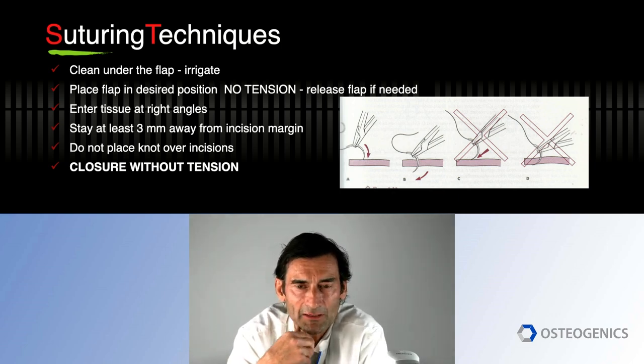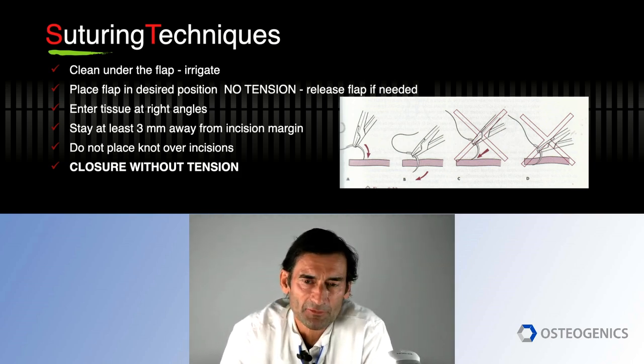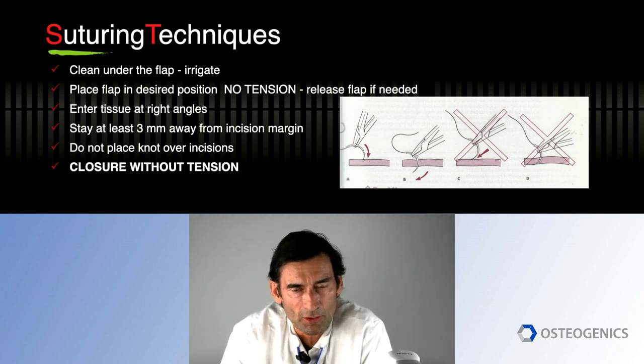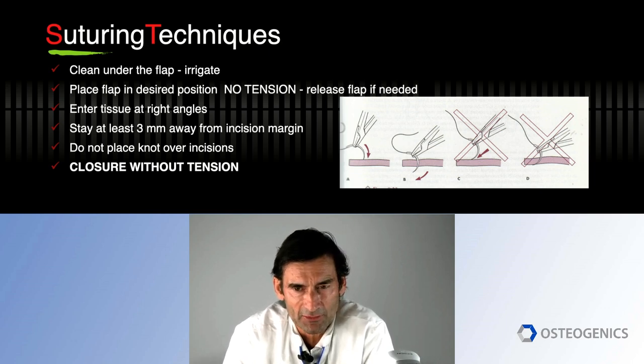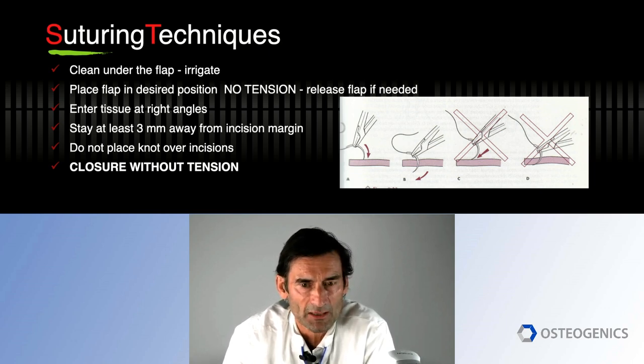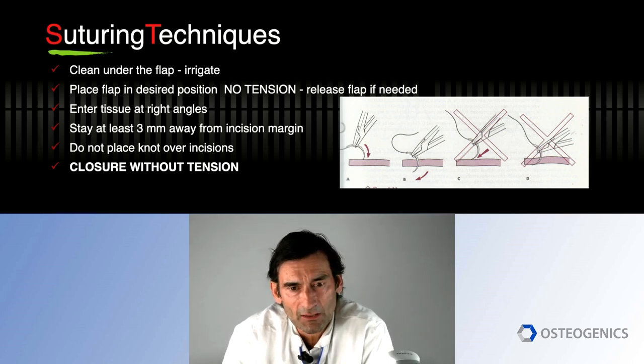Another problem which often happens with suturing is that people take a bite of the flap which is too small and too short to the incision. Then the problem is that when you put a knot on it, you can pull through it. So I keep a minimum distance of 3 to 4 millimeters away from the incision margin. That's really helpful.